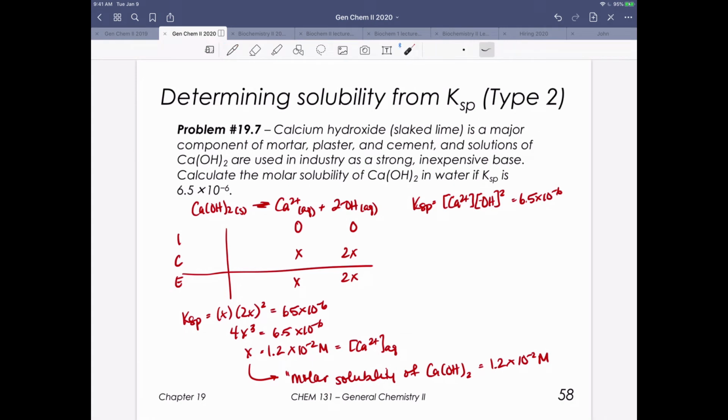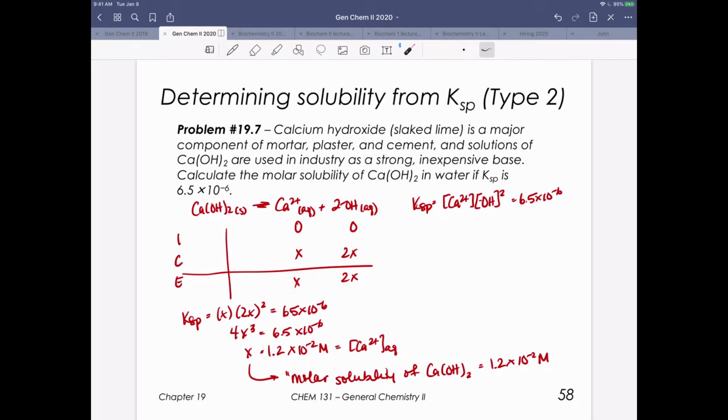Again, if you're getting stuck knowing where to start, always start out the same way. Write a balanced chemical equation for what's going on. Write an equilibrium expression. And again, this time they gave us the value of Ksp because we want to solve for equilibrium concentrations. Set up your ice table. Again, we're only going to have products appearing in our ice table. So this is going to be plus x, plus 2x. Remember, those coefficients matter here. So x and then 2x.